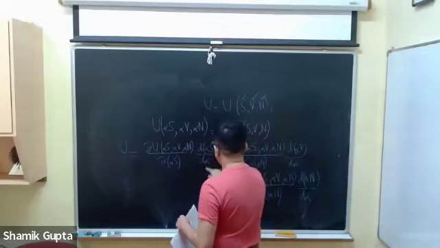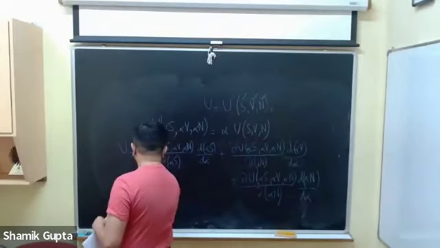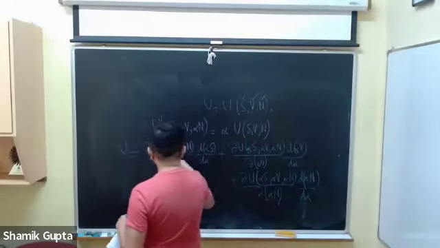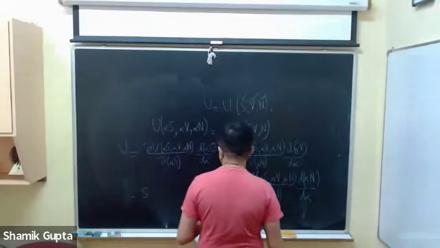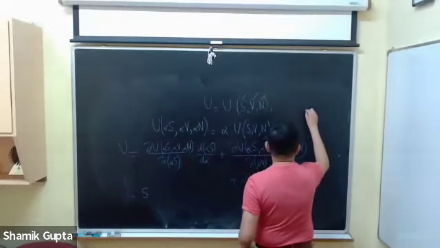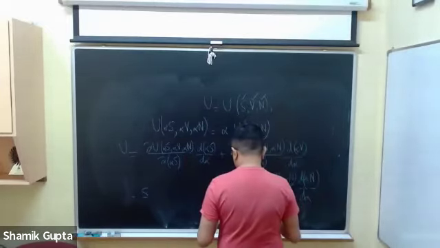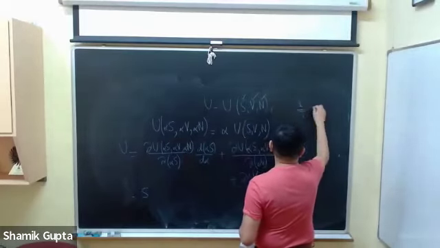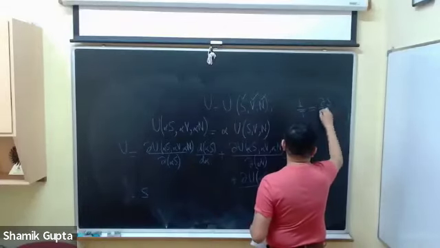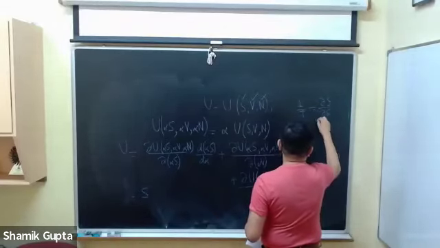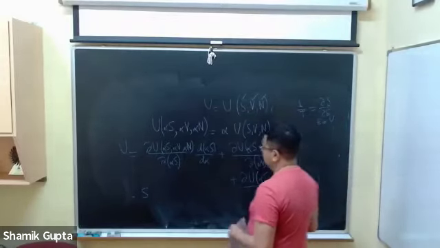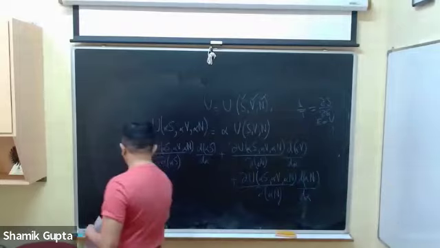What does this get? d(alpha S) d alpha is S. And del U del S, what is del U del S? We have 1 over T equal to del S del E, and E is equal to U, which implies del U del S is T. So the first term is going to give you T S.